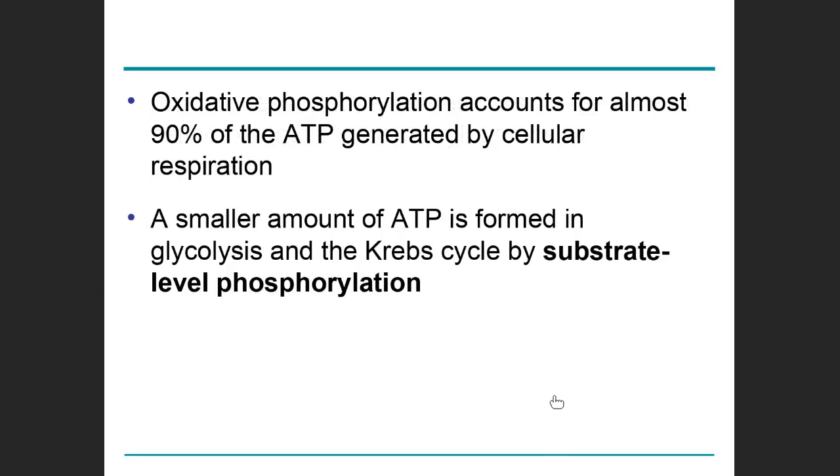Oxidative phosphorylation makes most of the ATP in a cell. About 90% of the ATP made by aerobic cell respiration happens at the very end of the process with oxidative phosphorylation. And the other 10% comes from glycolysis and Krebs and substrate level phosphorylation. So it's not very much. So that's why we need the oxygen to make a lot of ATP.